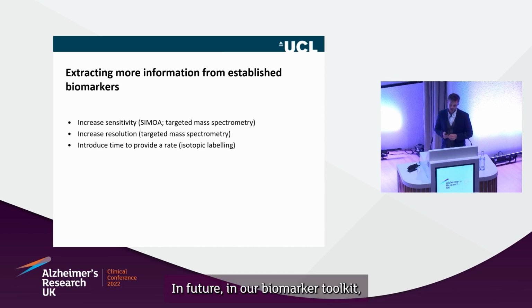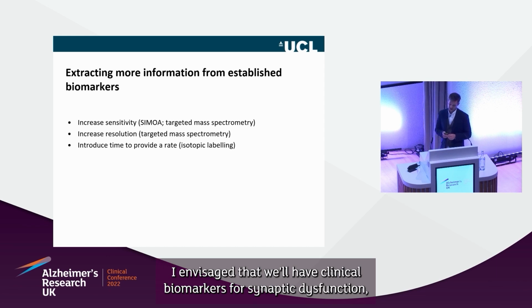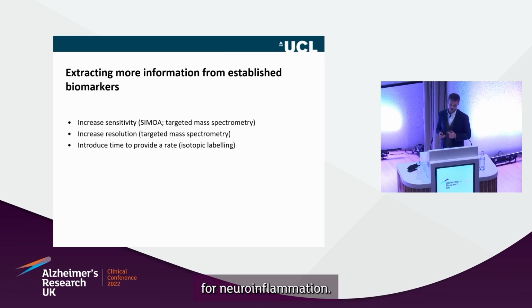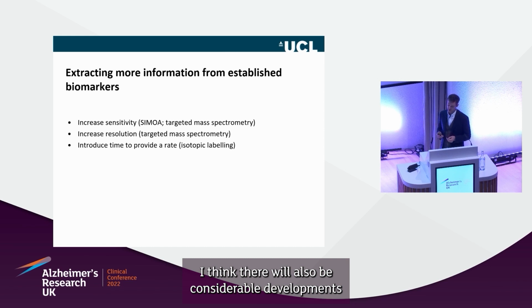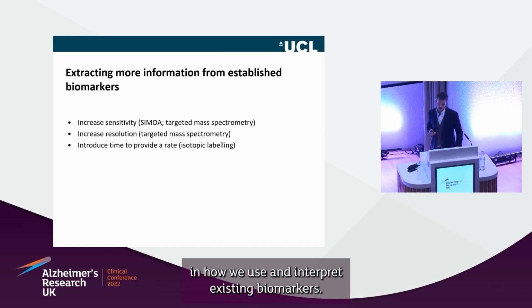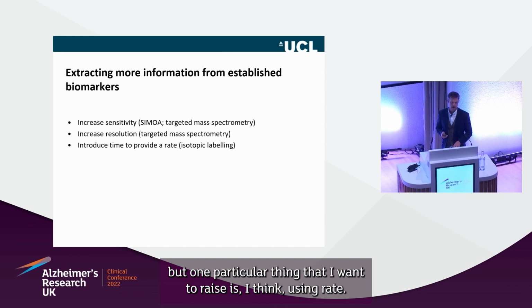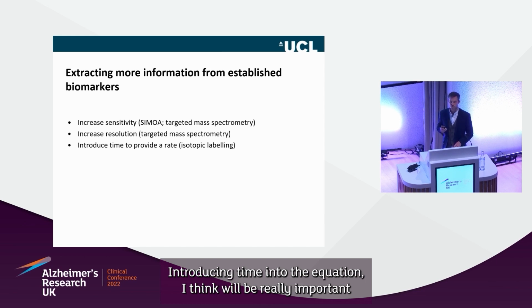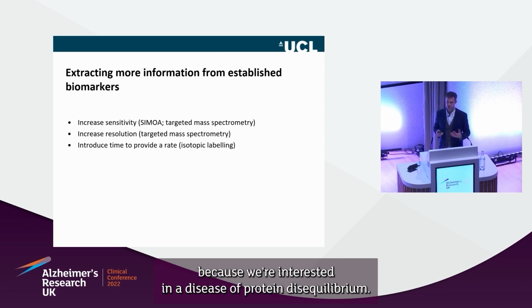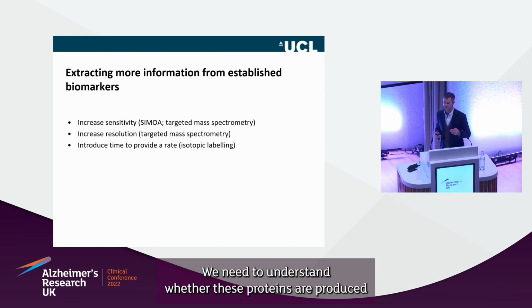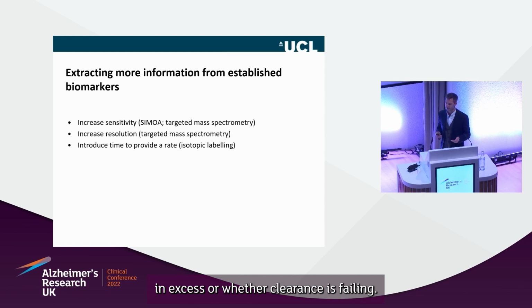So in future, in our biomarker toolkit, I envisage that we'll have clinical biomarkers for synaptic dysfunction and for neuroinflammation. But I think there will also be considerable developments in how we use and interpret existing biomarkers. I'm over time, so I probably won't dwell on this too much, but one particular thing that I want to raise is, I think introducing time into the equation, using rate, will be really important, because we're interested in a disease of protein disequilibrium. We need to understand whether these proteins are produced in excess or whether clearance is failing.